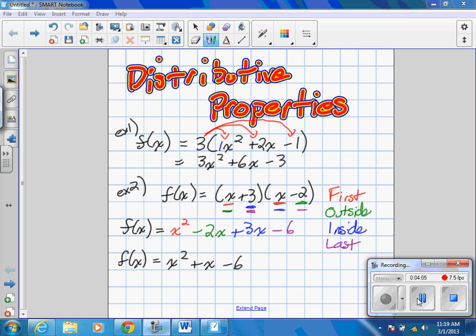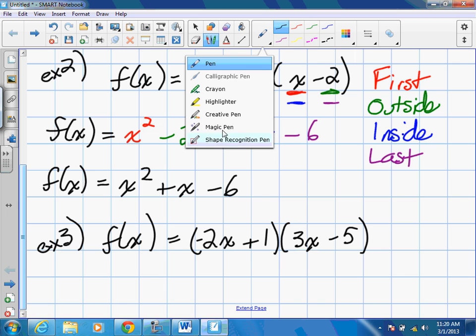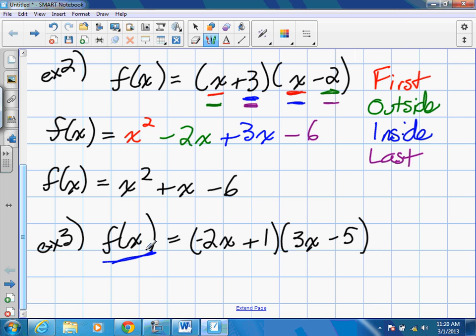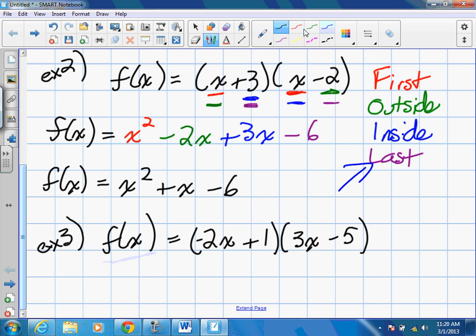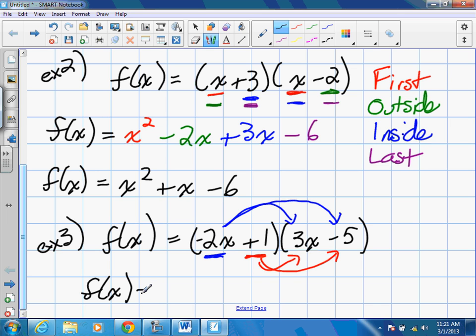So I put up a second question here. Same idea. We could use FOIL to solve this, but I'm going to show you something called the rainbow method. It's pretty much the beginning of what I started with. With the rainbow method, we take the first term and multiply it by both terms in the other bracket. And you take the second term and multiply it by both terms in the other bracket.